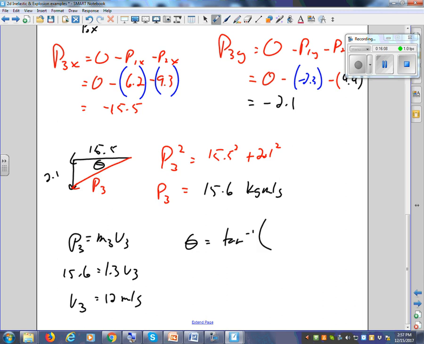So that's going to be 2.1, 15.5. We'll say 8 degrees. So that's going to be west, 8 south.